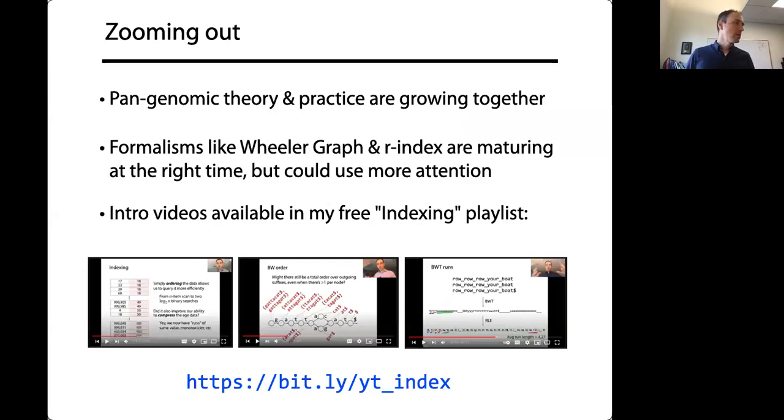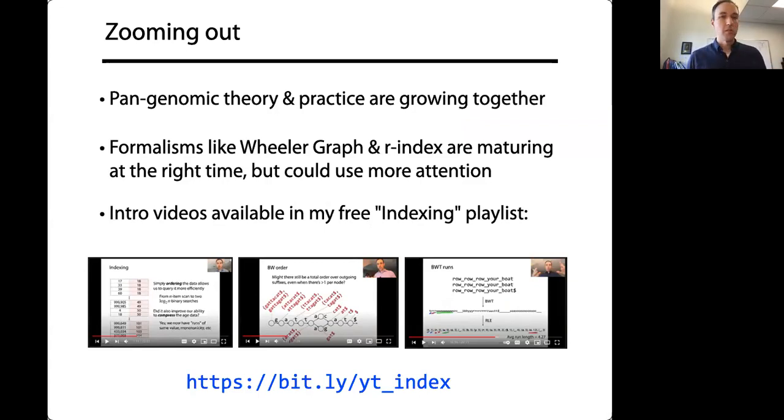Okay, and then finally, final conclusion slide that's a little bit more zoomed out. One of the things I think is particularly exciting and gratifying about pangenomics now is that the theory and the practice are really growing together. It's not like one is lagging far behind the other. And I think that's going to create more opportunities. And I hope that it keeps both theorists and practitioners interested for a while longer.